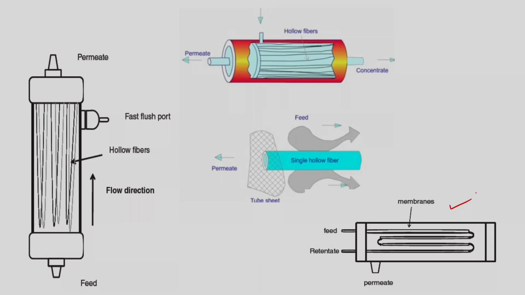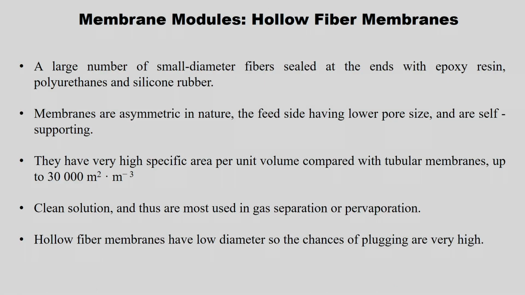So, this is the tubular membrane. These are your tubes of 5 to 15 mm. Here your feed is in. Your permeate gets across the membrane and retentate will be retained and taken out, and the permeate comes out of the membrane and gets collected in the tube module. Okay. So, the next one is hollow fiber membranes.